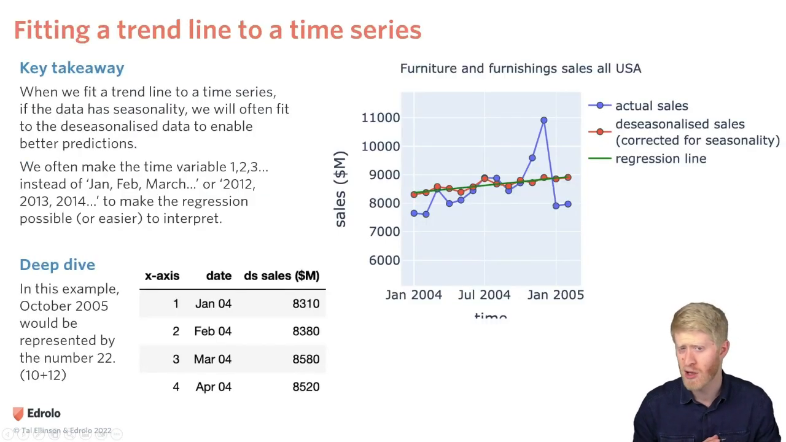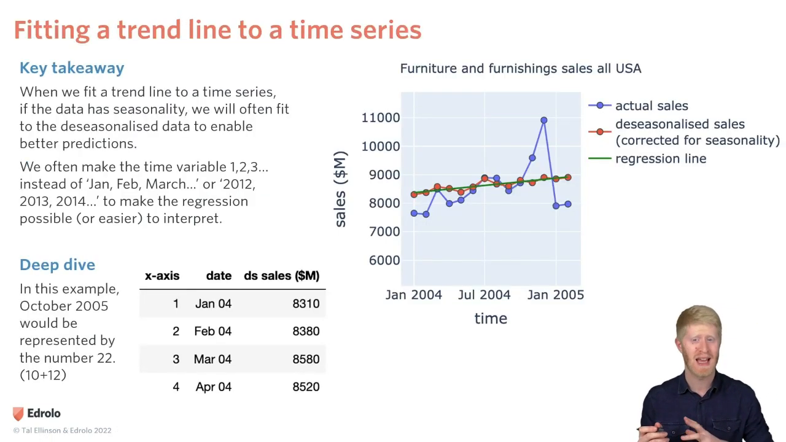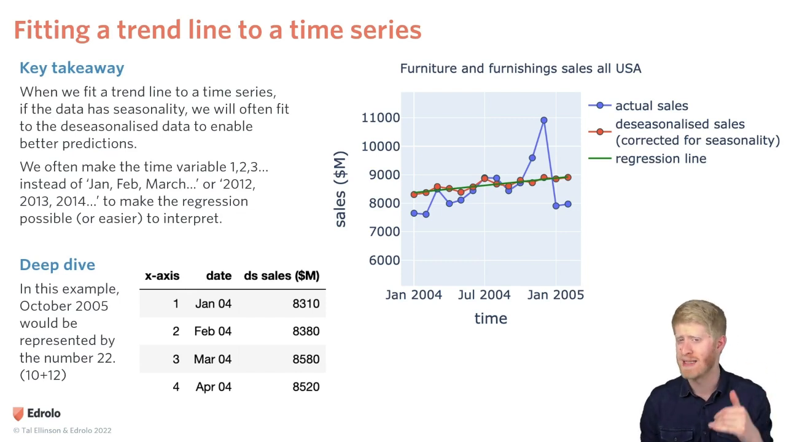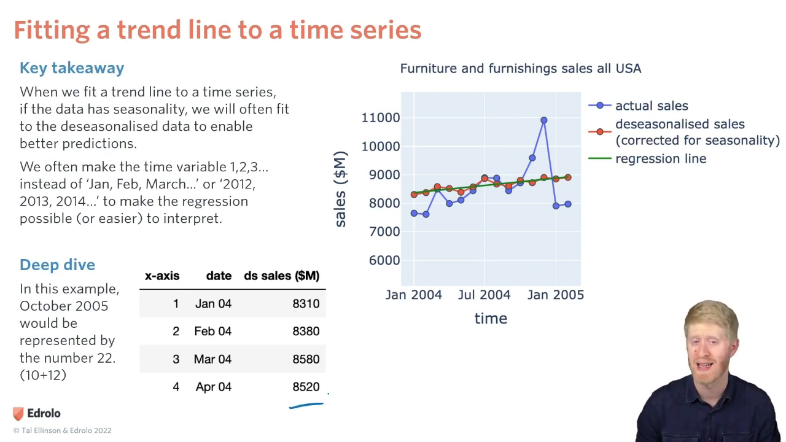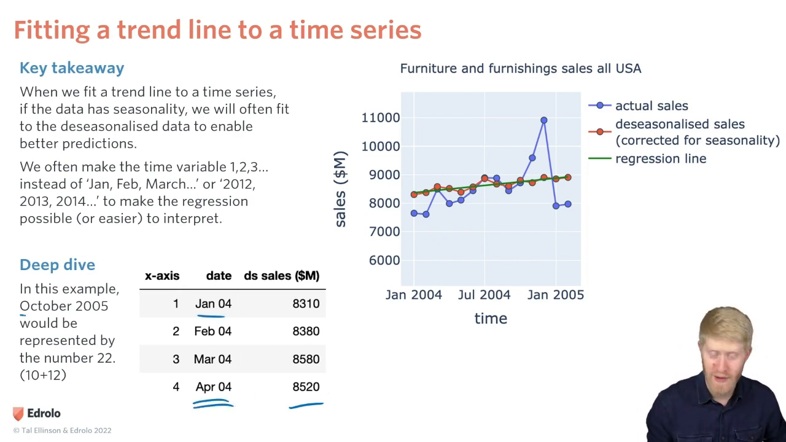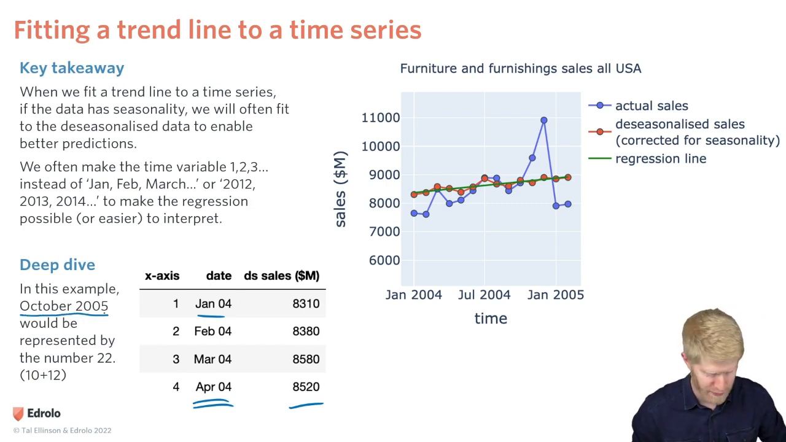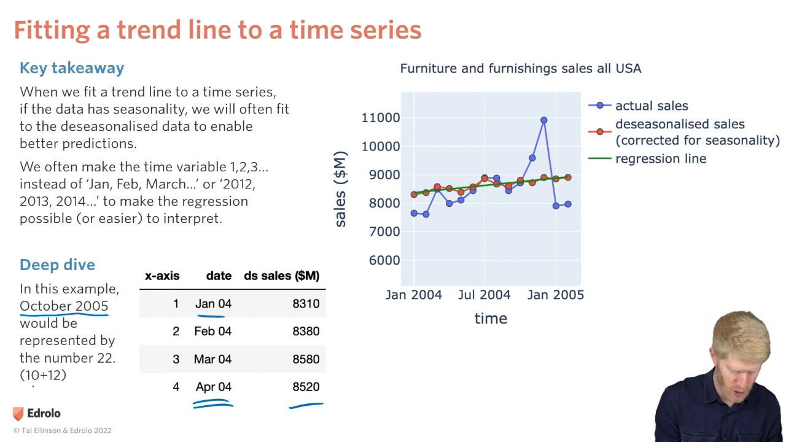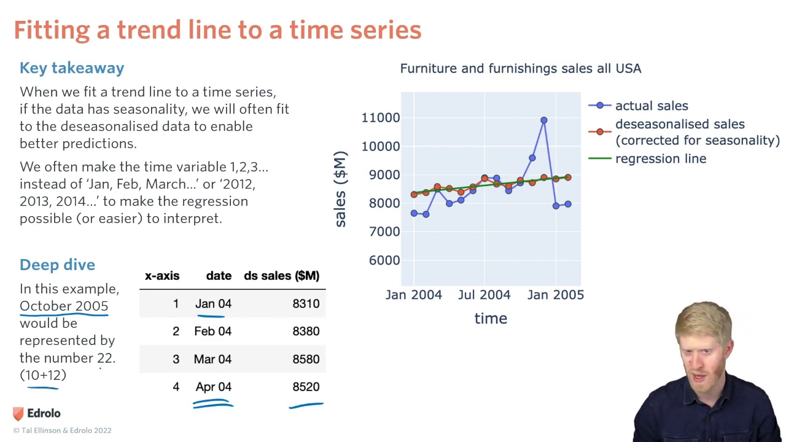So fitting a trend line to time series data isn't so different to fitting it to any kind of data. If our data had seasonality in it, very likely we'll be asked to fit it to the deseasonalized data. The other thing is that often we'll have dates which you might have to convert into numbers. So for example, if I start in January 2004 and I want to get to October 2005, well, October is the 10th month, but it's another year away. So I'll do 10 plus 12, that'll give me 22.